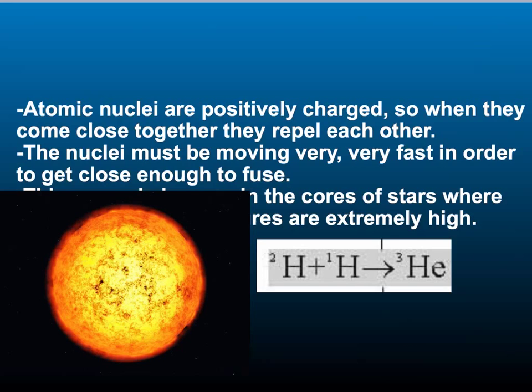We have a problem with trying to do nuclear fusion on Earth. Atomic nuclei are positively charged, so when they come close together, they repel each other. In order to give them enough energy to overcome this repulsion, the nuclei must be moving very, very fast in order to get close enough to fuse. The only place where this can happen naturally is in the cores of stars, where the temperatures are extremely high. In the fusion process, we've got an atom of deuterium and an atom of hydrogen which fuse together to give us helium-3.